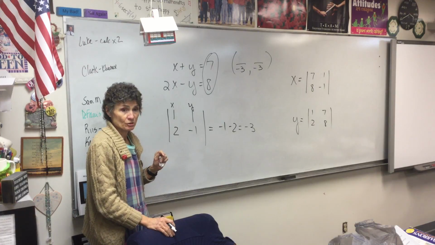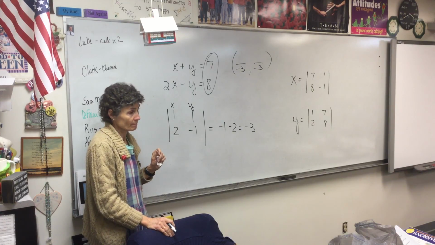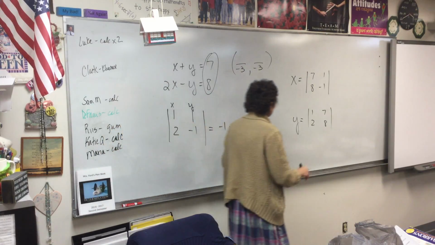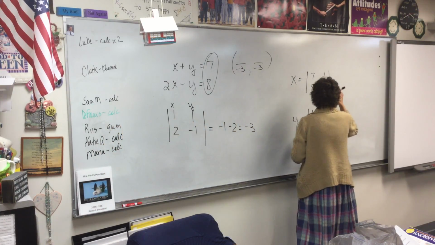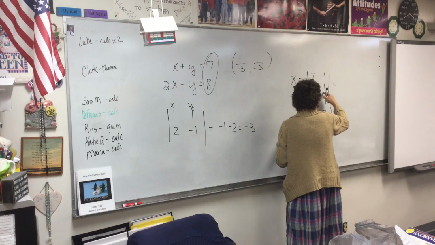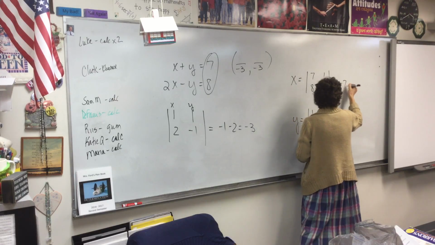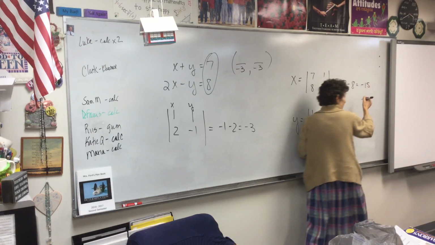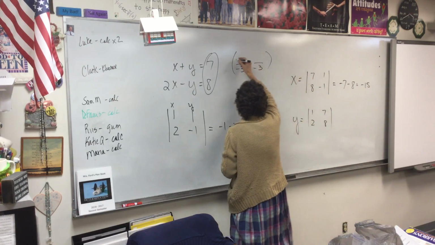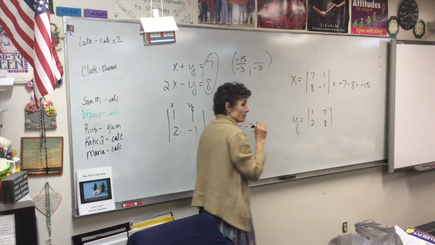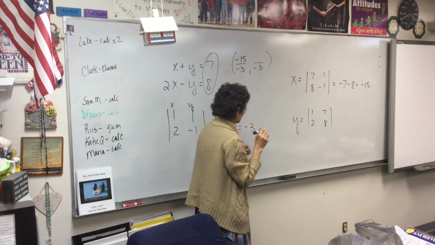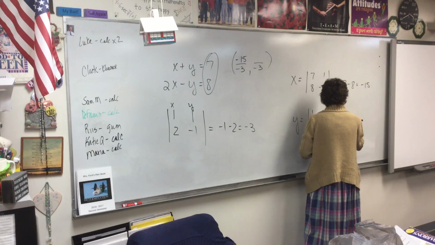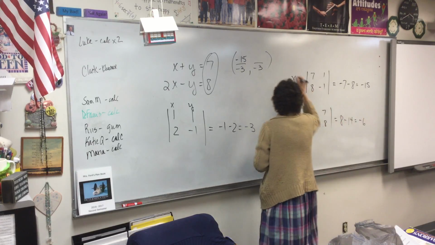Does that make sense to you? See what I'm doing? All right, so what is this determinant? Negative 7 minus 8, negative 15. That's my x numerator. And 8 minus 14, negative 6.